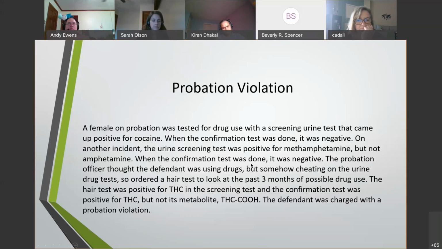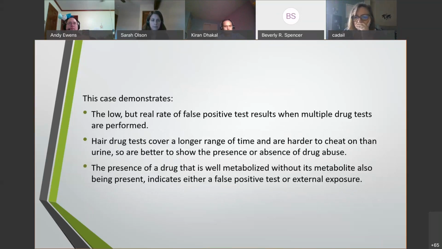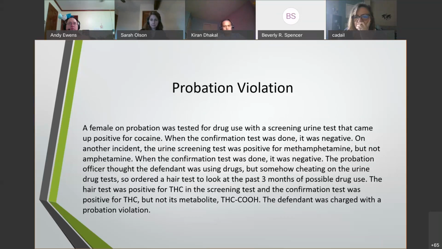So here, the probation officer is getting annoyed because they're seeing lots of tests come up positive on the screen, but in confirmation, they're actually negative. So they get the hair test and still want to throw them in jail, even though the THC metabolite was not present, indicating an environmental exposure.